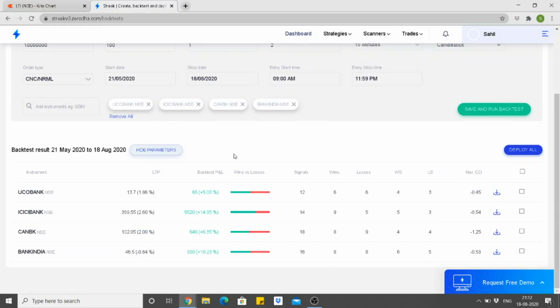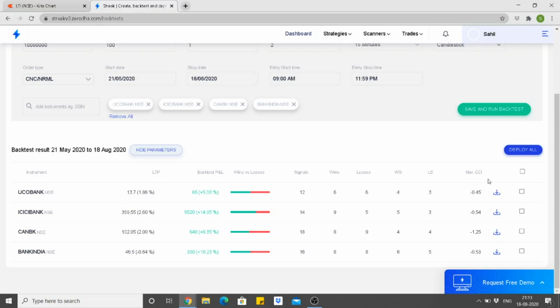Our backtest results have loaded up. This is our backtest profit and loss figures. This is the profit or loss that your strategy would have incurred for you if it was deployed in the backtest period. So we have received a return of close to 15% in the past 3-month period, a return of 10% in the past 3-month period. Pretty good returns this strategy is giving us. Our signals are good. Our win to loss ratio is also good.